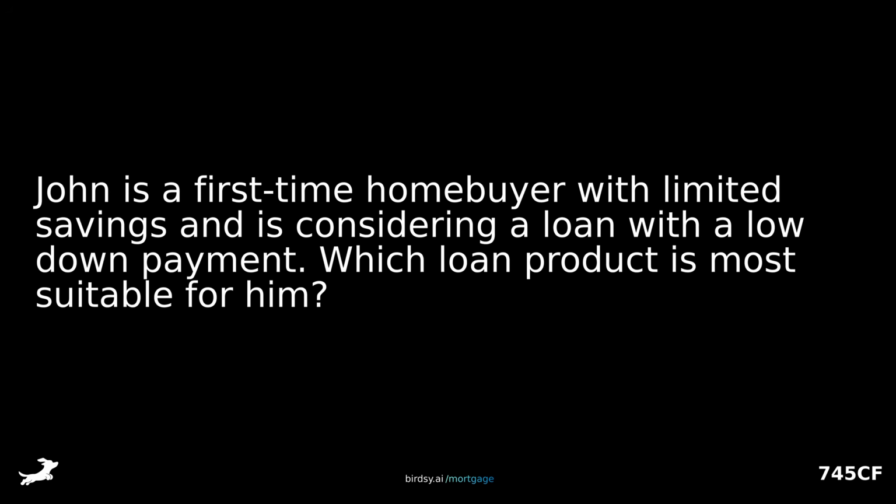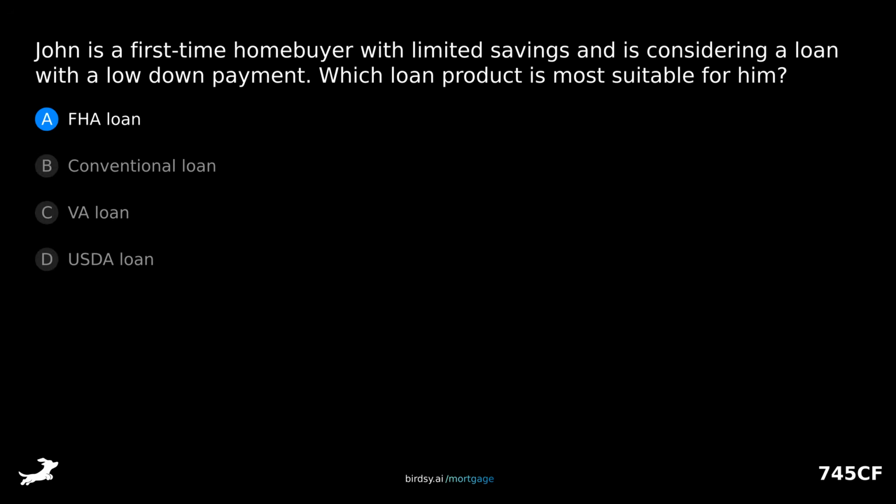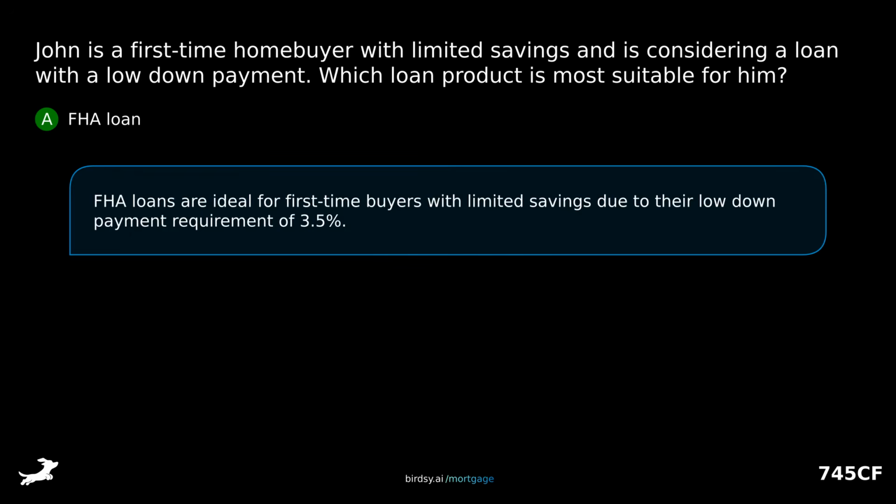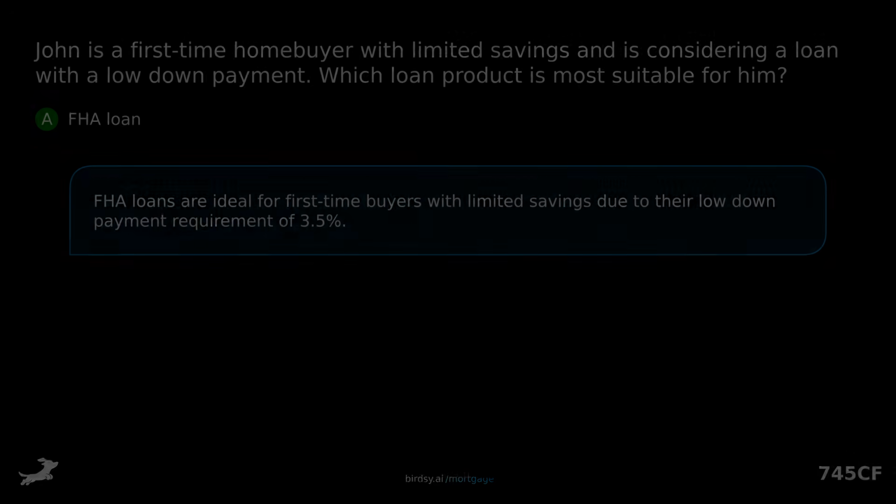John is a first-time homebuyer with limited savings and is considering a loan with a low down payment. Which loan product is most suitable for him? Is it A, FHA loan, B, conventional loan, C, VA loan, or D, USDA loan? The answer is A, FHA loan. FHA loans are ideal for first-time buyers with limited savings due to their low down payment requirement of 3.5%.